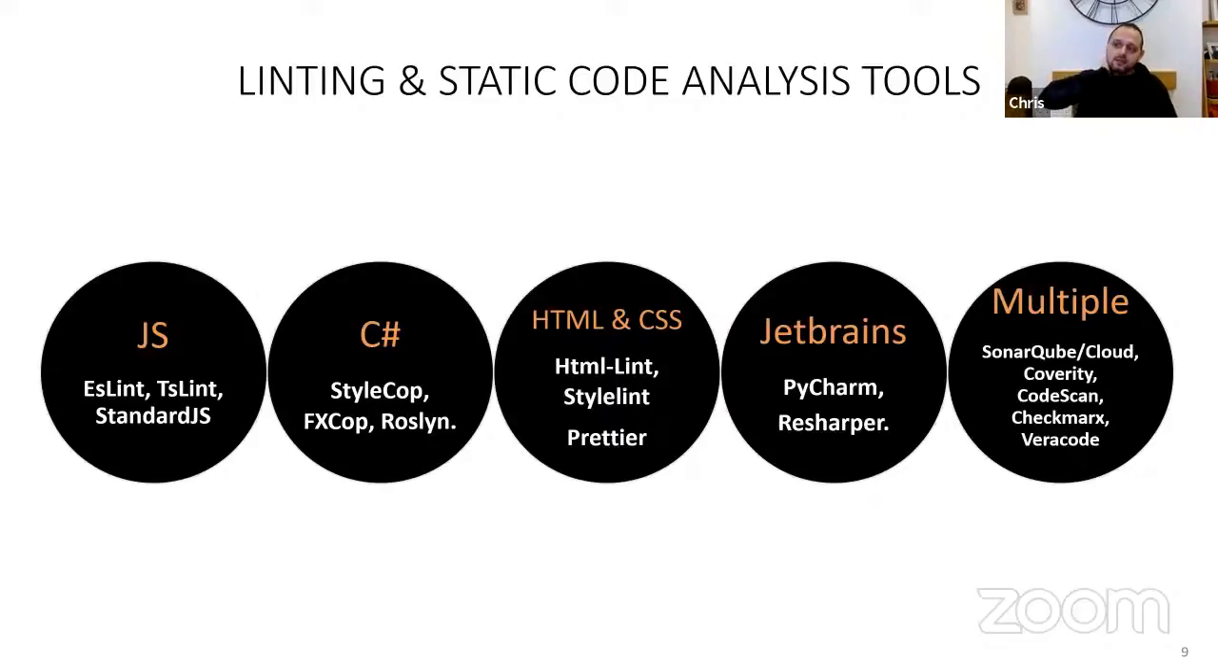I've put Prettier down here, not necessarily a linter, it's more of a code formatter, but it's really useful to just have a consistent style throughout your code base. JetBrains has some plugins. PyCharm is used for Python, ReSharper for .NET, and then there are multiples of cloud-based solutions that will take care of all of your code. SonarQube, SonarCloud, etc., which I'll be going through a little bit in a bit. So having all of these is really great, but enforcing them is the tricky bit. And how do we do that?